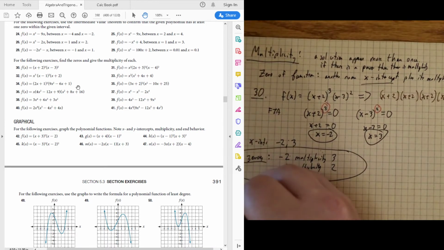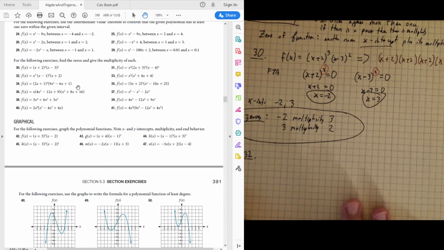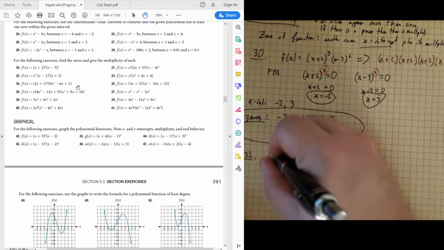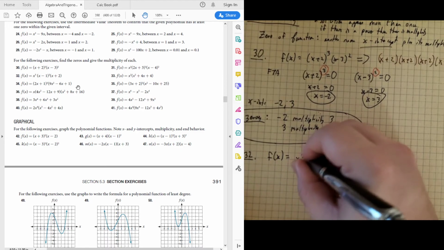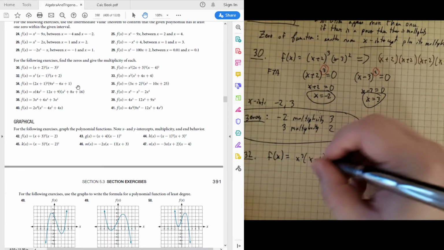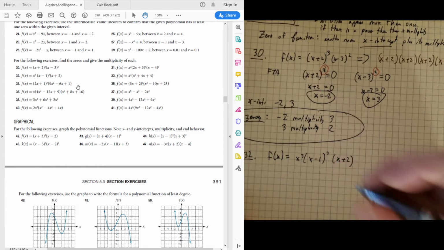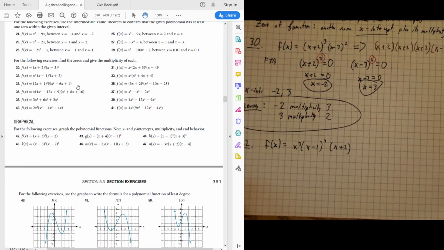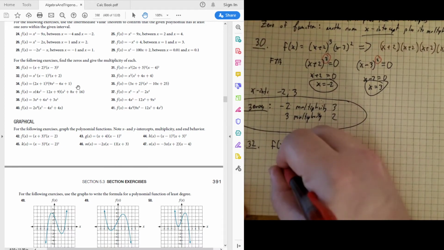Let's look now at 32 and see if we can keep this trend going. On 32, we have f of x is equal to x cubed times x minus 1 cubed times x plus 2. If we're trying to find the x-intercepts, we'd split this into 3 problems using the fundamental theorem of algebra.